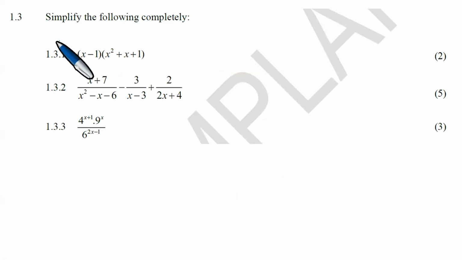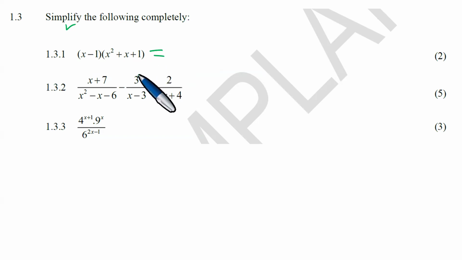Also, part of the exam is going to be like this. So you must be able to simplify the following completely. Let's do some simplification. Like in the event that we have x minus 1 into open bracket x squared plus x plus 1 close bracket. What do we do here? We need to simplify, but how do we simplify this?